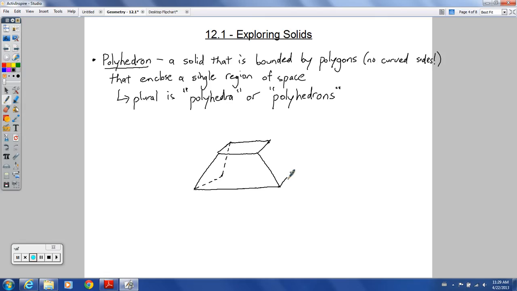These ones you'd be able to see, these would be visible edges, and so those should be solid, and then this one here, connect this one, that would be dashed. And so from there, I've got a polyhedron. It's enclosing a single region of space. We have all polygon sides. There's no curved sides to this.